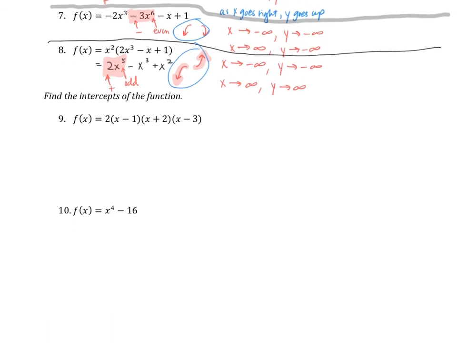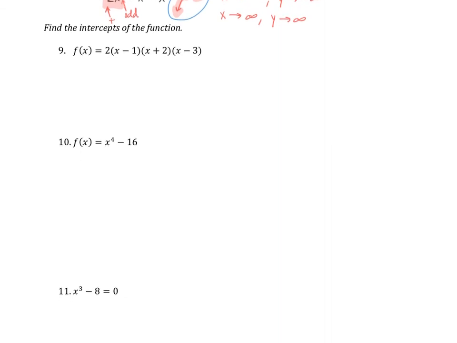All right, so let's look at the next one. Find the intercepts of the function. So this means x and y intercepts. If it doesn't specify, you should find them all and make sure you label your answers. Label the x-intercepts and label the y-intercepts, okay? So first we're going to find the x-intercepts. Remember, x-intercepts are found by letting y be 0. So this will be 2(x minus 1)(x plus 2)(x minus 3) equals 0.